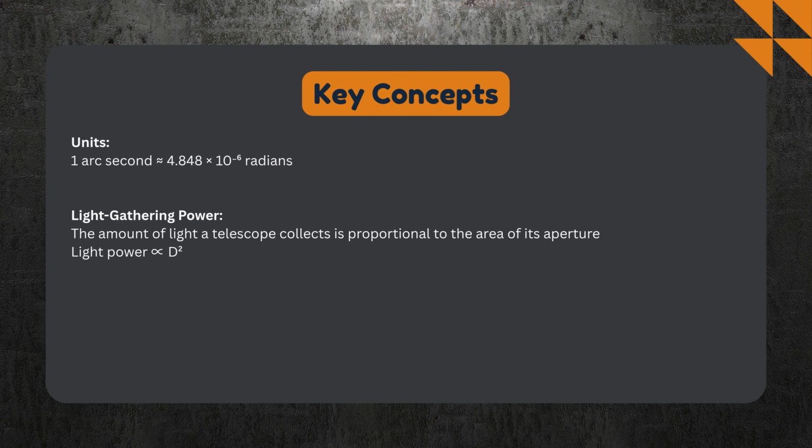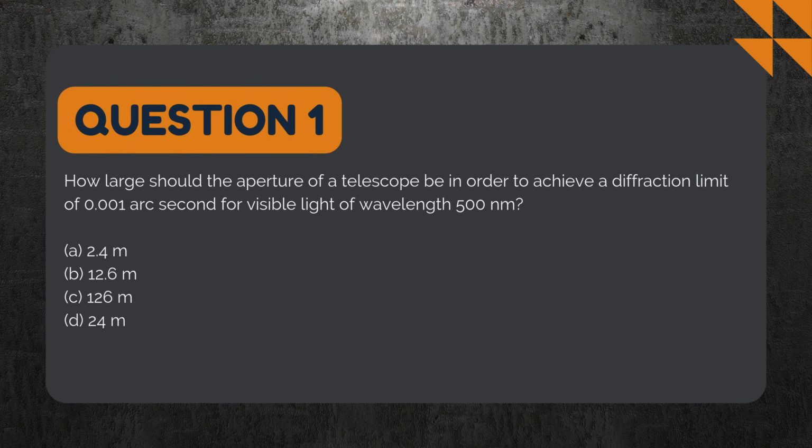Scaling to other wavelengths. For radio telescopes, the same formula applies, but the wavelength is much longer, so to get the same resolution, the aperture must be proportionally larger. Now that we have covered important concepts, let us apply this knowledge.